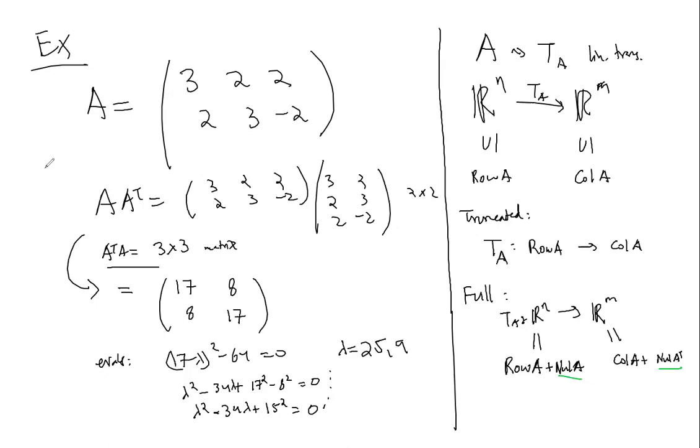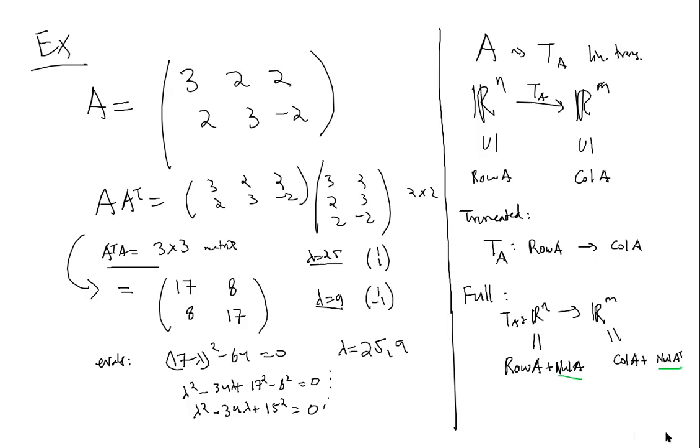And so the eigenvectors are 1, 1 and 1, negative 1. You'll notice these are orthogonal, as they should be, because A A transpose is a symmetric matrix.